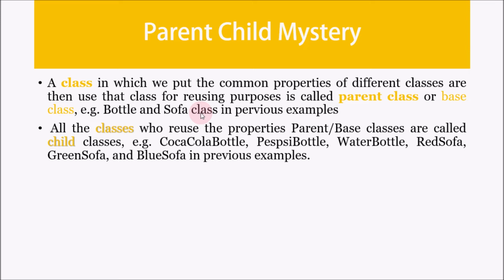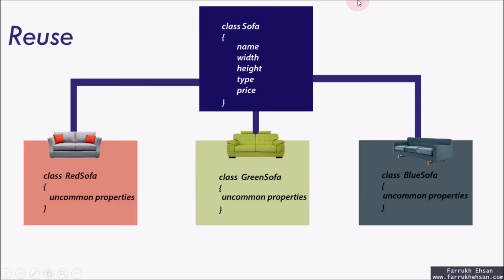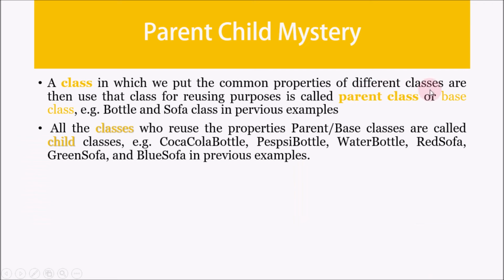Actually, a class in which we put the common properties, as we did in the previous two examples. Like here in the sofa class, we put all the common properties of different classes like red sofa, blue sofa, and then use that class for reusing purposes. That is called the parent class. Like in our previous example, our sofa class and bottle class are the parent classes, or base classes.